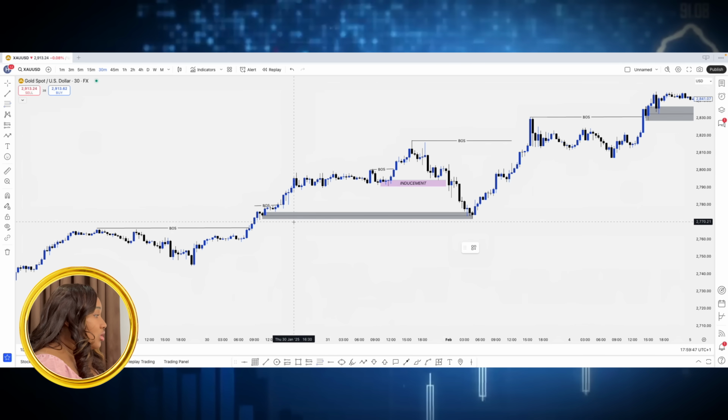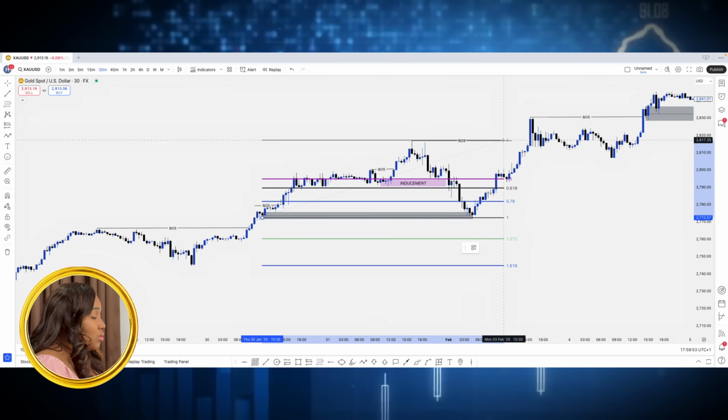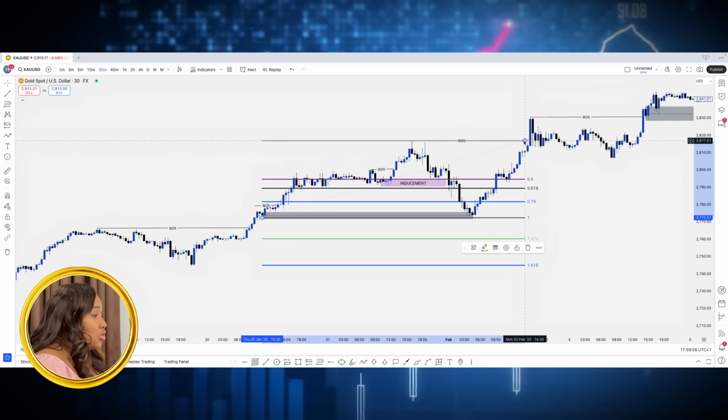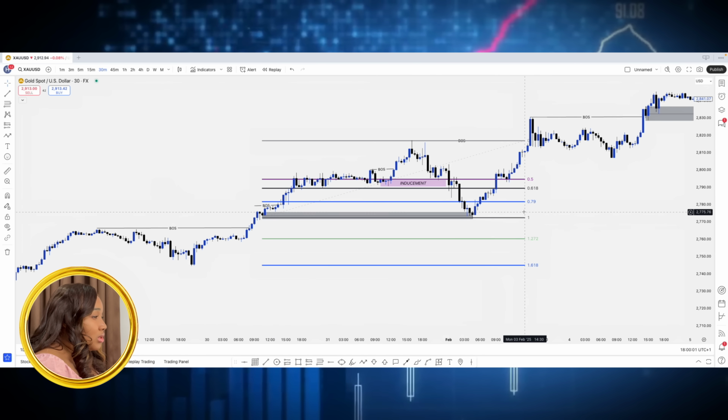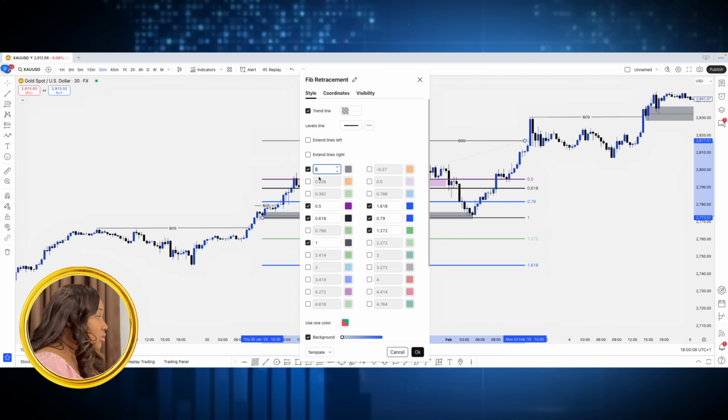So remember, all you need to do is pick your fib tool, put it from the swing low to the swing high. If it's a sell, you put it from the swing high to the swing low, and then pay attention to the origin that is around 0.79. Let me quickly show you guys my fib settings so that you can also use that to set yours. So this is my fib settings.